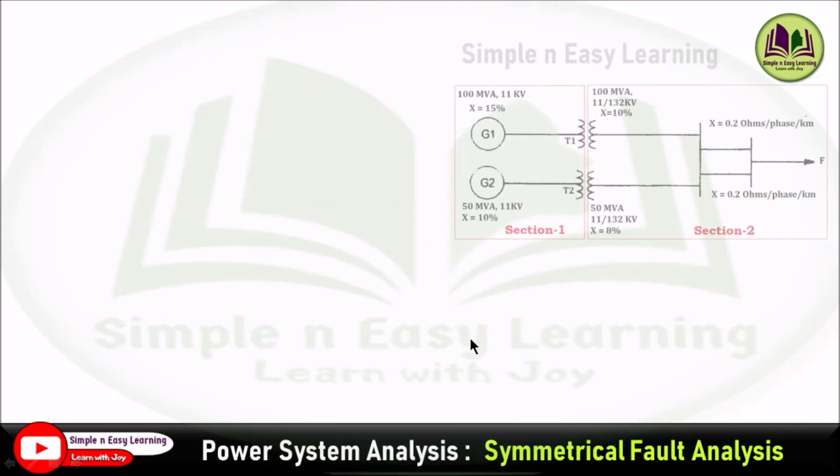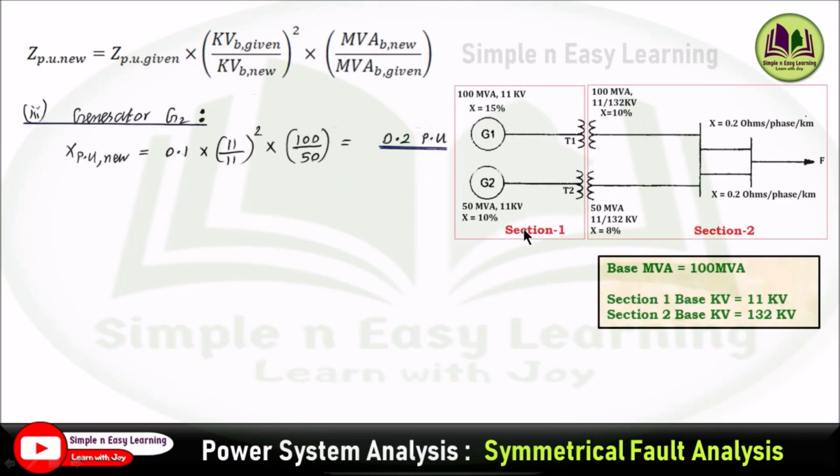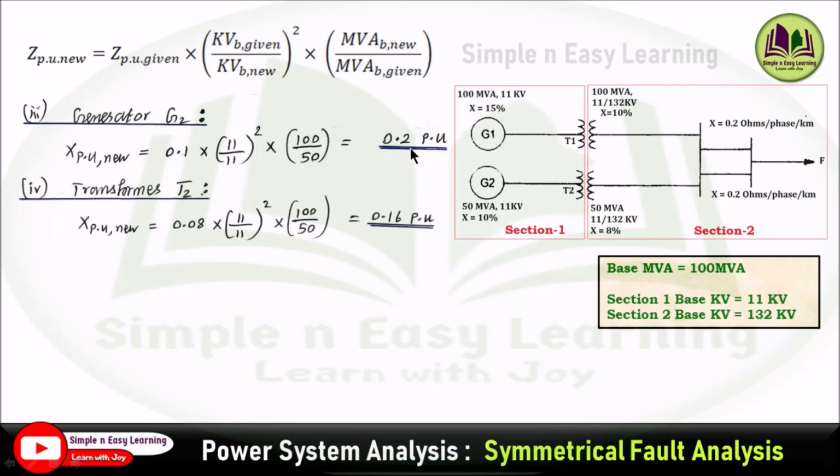0.1 per unit. Similarly, for generator 2, 10% and 11 given, and 11 is the base value, and 100 is the base value, and 50 is given in the generator for MVA. So you will be getting 0.2 per unit. And for transformer 2, X per unit new equals, for transformer 2 it is given X as 8%, so 0.08 times the kV given, which is 11 kV on the primary side, and the kV base new is nothing but your base value that you can see from this box.